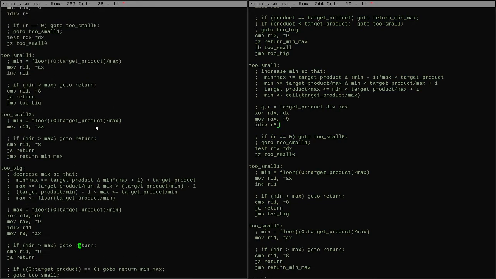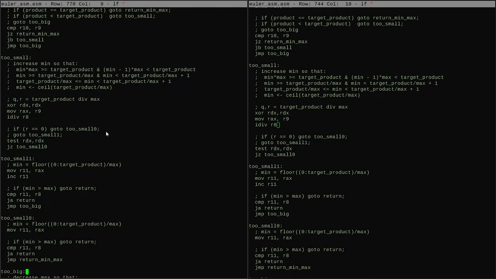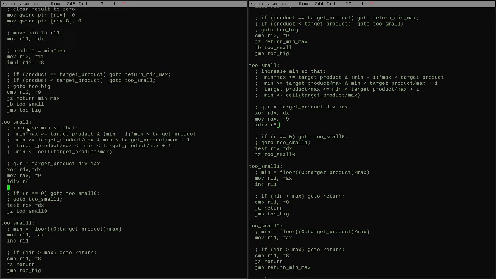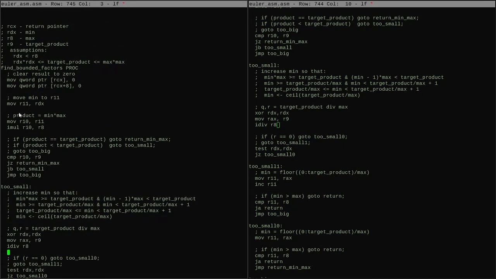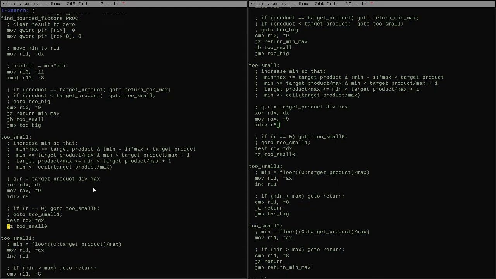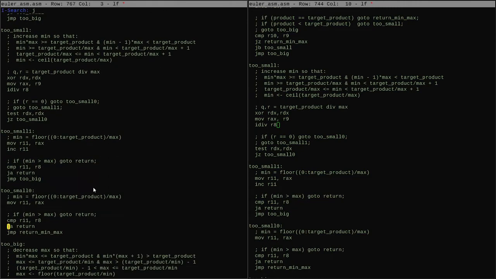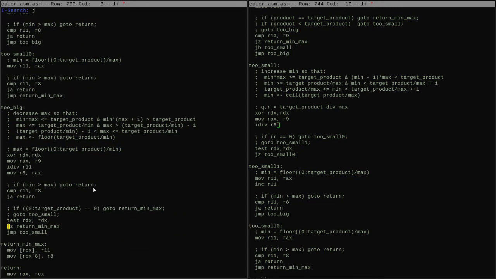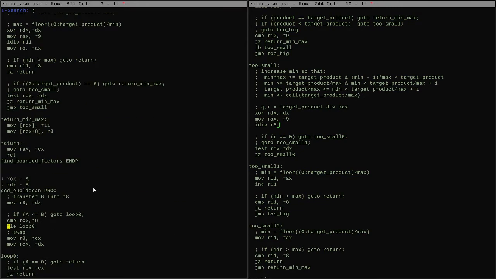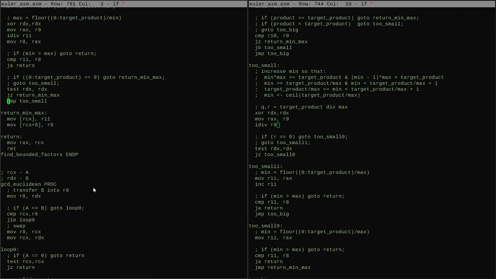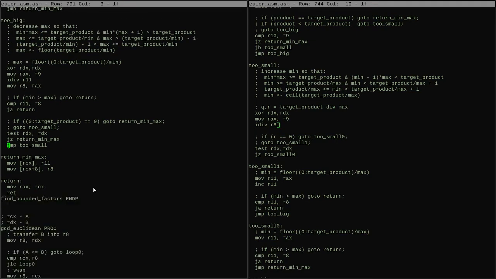Target product. Okay, so close now. All right, one last pass to check all these jumps. So jump 0, jump below, jump 0, jump above, jump above, jump above, jump 0, jump. Okay, so that's everything for find bounded factor.